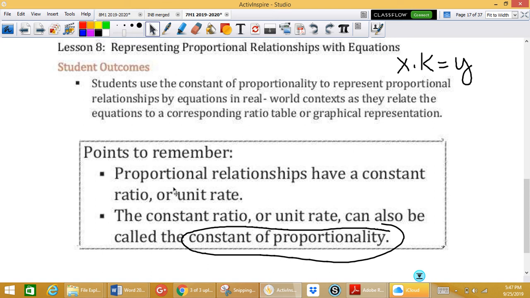Points to remember: proportional relationships have a constant ratio or unit rate, which is your Y divided by X equals your K. And that K is also known as your constant of proportionality.